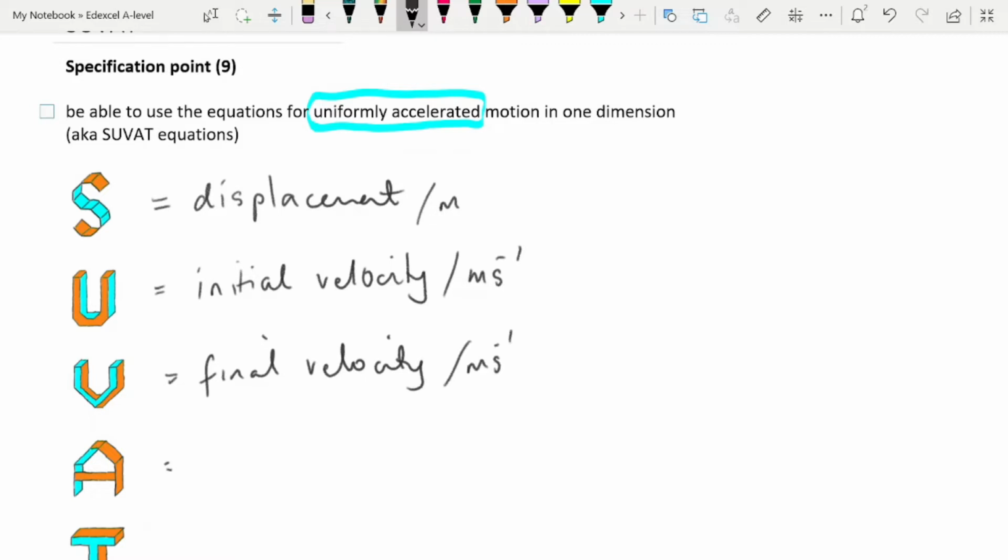A, and again, it's a small a if you're representing it in equations, stands for acceleration in meters per second squared. And t, again a small t, is time in seconds. And we basically just use these quantities and their associated equations with problems. When we do a problem with this, we want to identify what the problem gives us of these five quantities, which of those are given to us by the question, and then which ones we need to find. And the equations then will help us find that missing quantity.